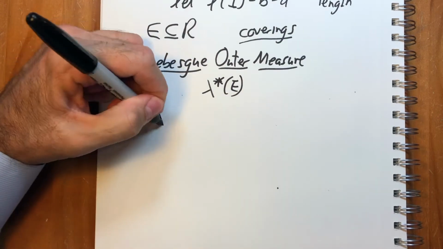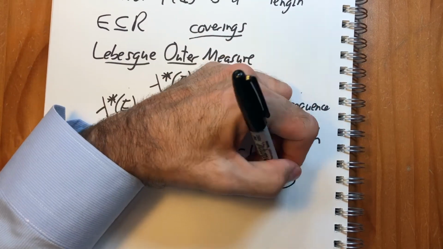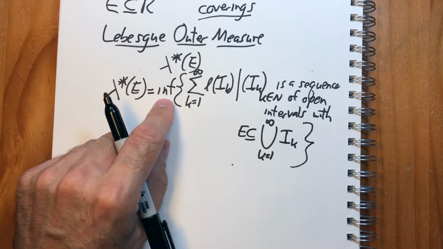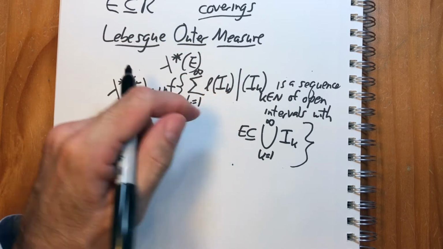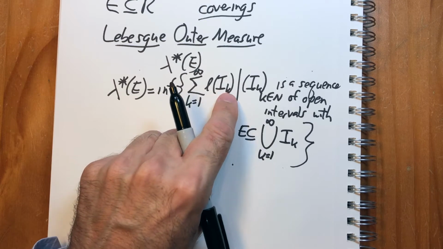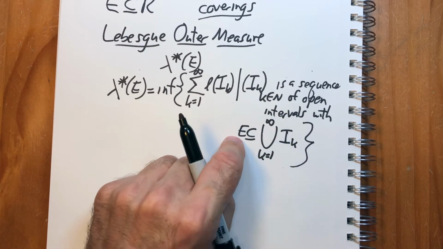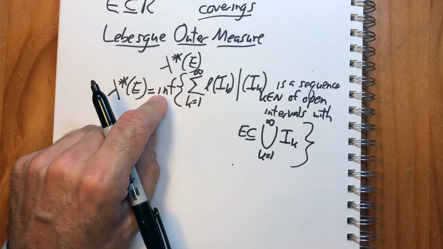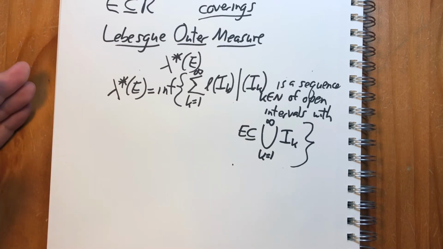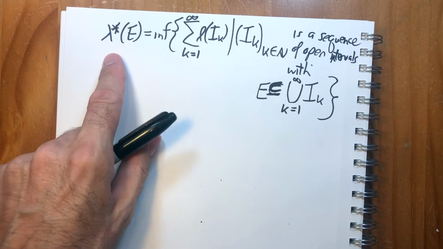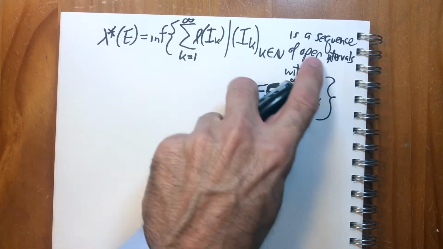which we'll call lambda star of E, is defined as... okay, looks really complicated, doesn't it? We're taking the infimum of something. This is the length of an interval. We're taking the sum of all of these interval lengths from 1 to infinity, where I_k, with k a natural number, is a sequence of open intervals such that if you take the union of all of them, then E is a subset of that. And we're taking the infimum of that. What this means is that we're taking all possible coverings of E with open intervals of R. I defined the Lebesgue outer measure like this, and I really dislike this notation. This is the way that Rudin talks about it, and this is the way it is in Wikipedia.